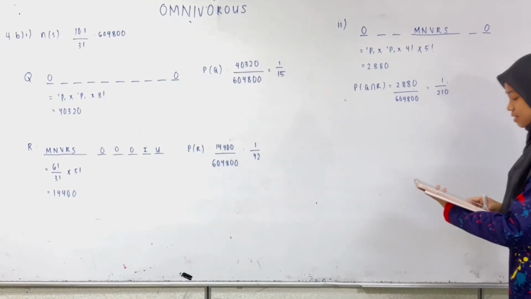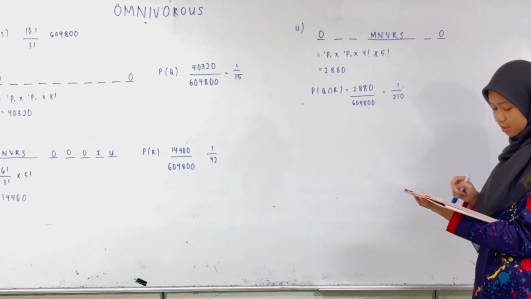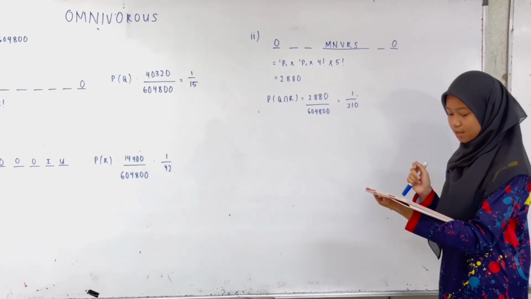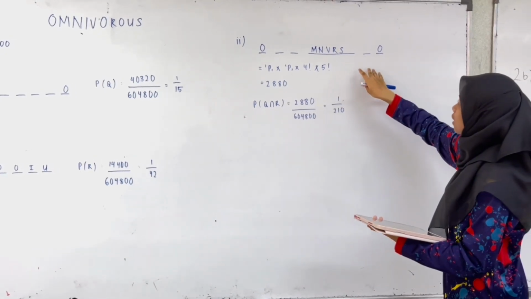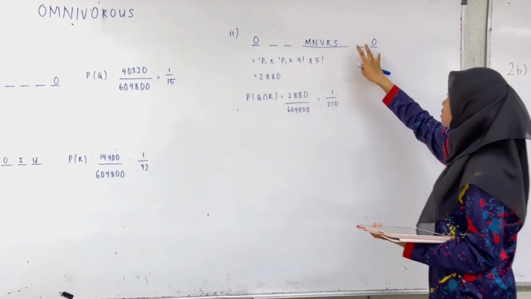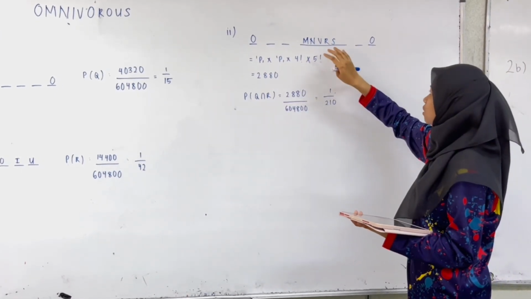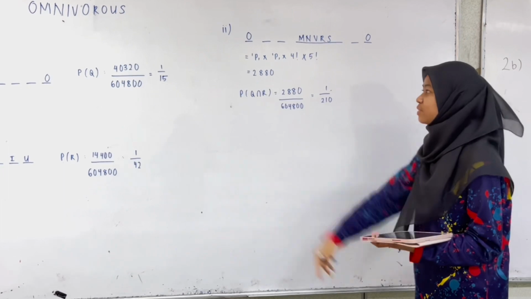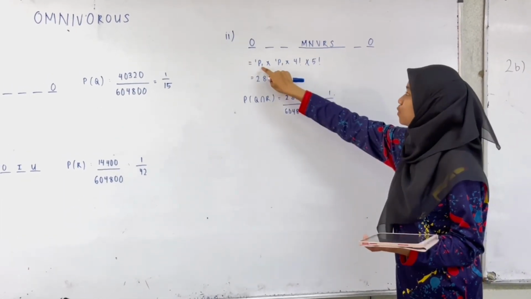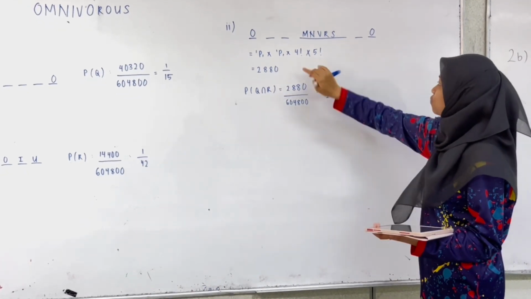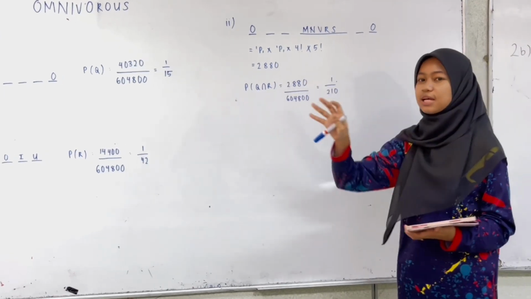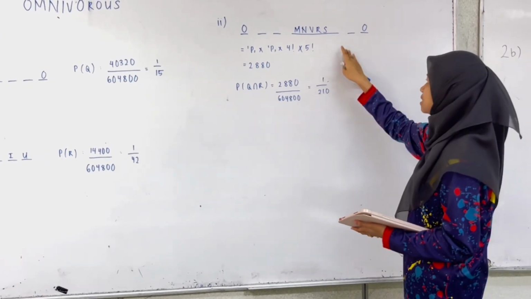Okay, next. The second question states that they want the probability of Q intersect with R. Which means within the 10 letters, it must start with O and end with O. And then between them, the consonants must be kept together. So 1P1 fixed for both O, so 1P1 times 1P1 times 4 factorial, because we have 8 letters more to be placed.